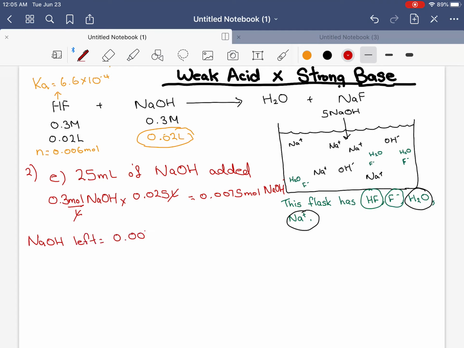Is that 0.0075 mole of NaOH minus 0.006 mole of NaOH is equal to 0.0015 mole. So that's how much was excess, and that's how much is left.